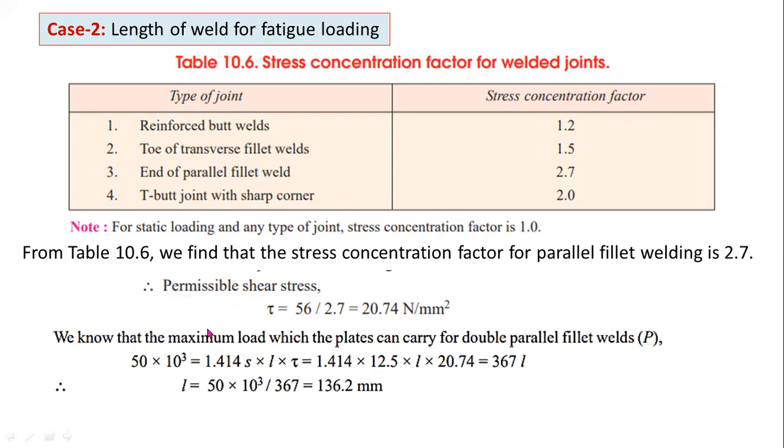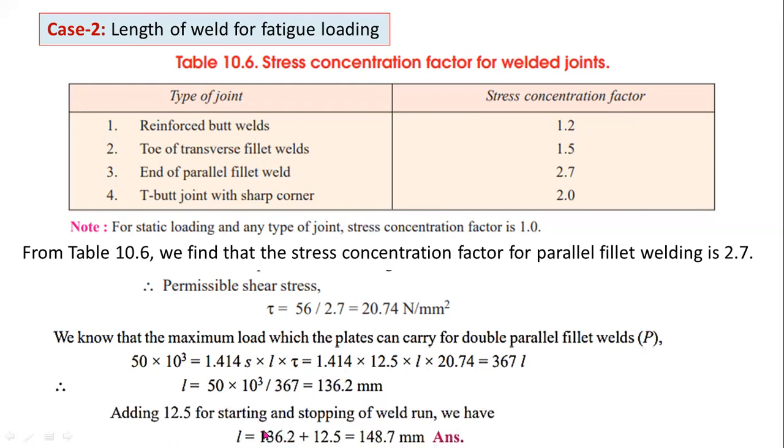Already we know the formula for tensile strength, P equal to 1.414 into S into L into tau, for a parallel fillet weld. Now you have to substitute the values of P, S and tau. From this equation you can get the length of the weld. Length of the weld L equal to 50.15 into 10 power 3 divided by 367 equal to 136.2 mm, the length of the parallel fillet weld under fatigue loading.